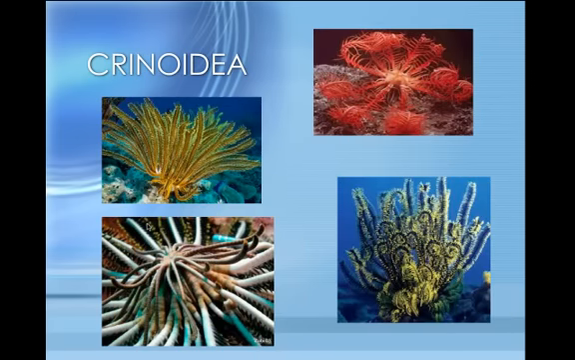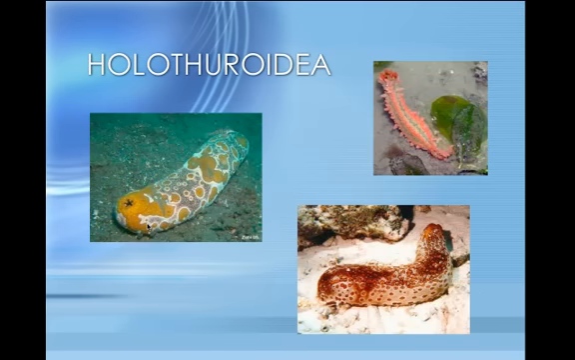The next group includes sea lilies, which are attached to the bottom of the ocean by a stalk, and feather stars, which crawl along with long arms. And the sea cucumbers lack spines, and their exoskeleton is reduced.